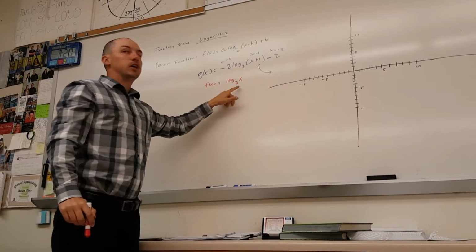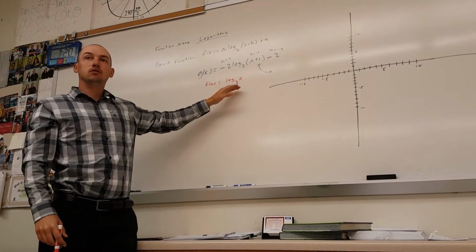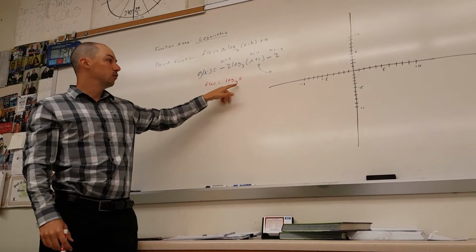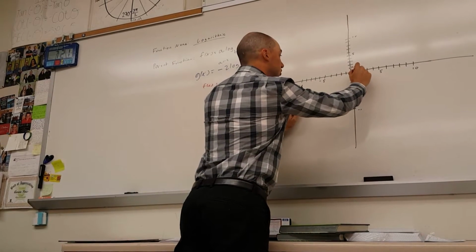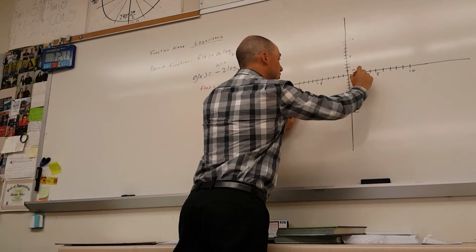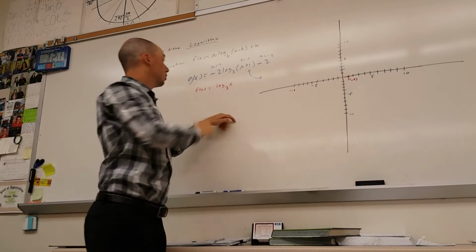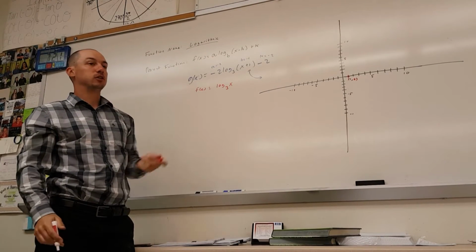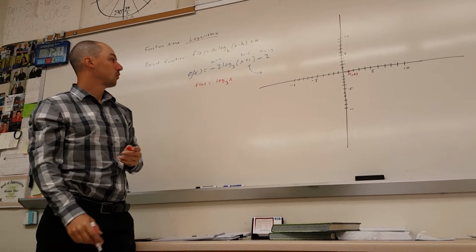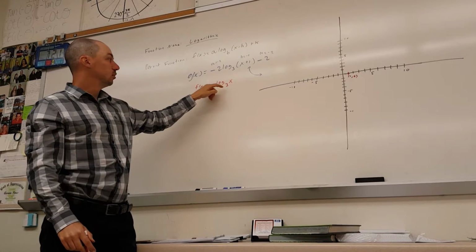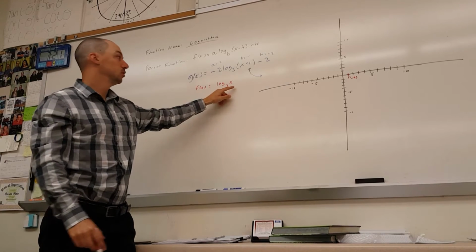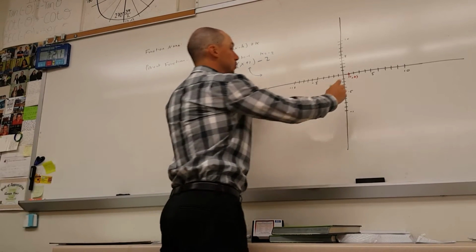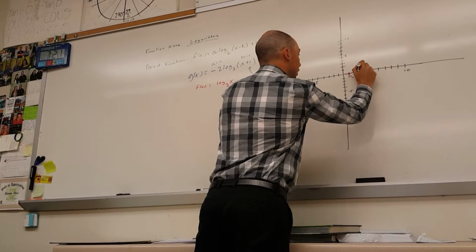So log base 3 of x, if there's no shifts, no stretches, nothing, we know that logs have an x-intercept at (1, 0). When x is 1, log base 3 of 1 is 0. And when x is 3, log base 3 of 3 equals 1. So you're getting good at evaluating logs. When x is 3, f of x is 1.